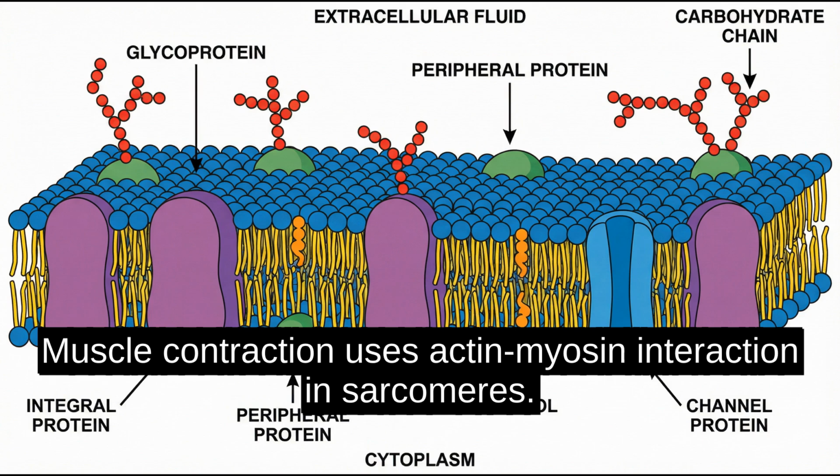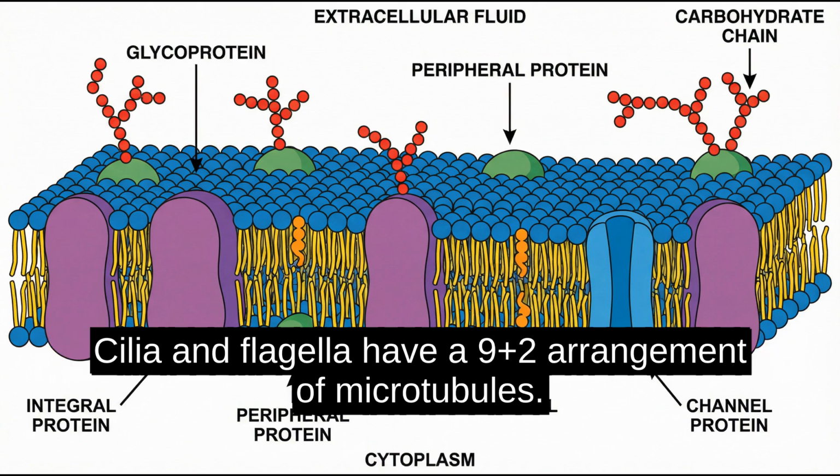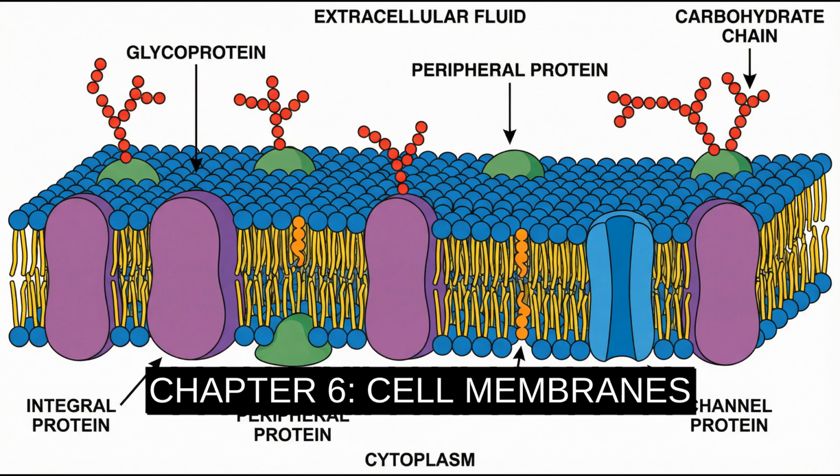Chromosomal abnormalities include aneuploidy, such as Down syndrome with trisomy 21, and structural abnormalities like deletions and translocations. Chromatin is composed of DNA wrapped around histone proteins forming nucleosomes. This beads-on-a-string structure is further coiled into higher-order structures, ultimately forming condensed chromosomes.